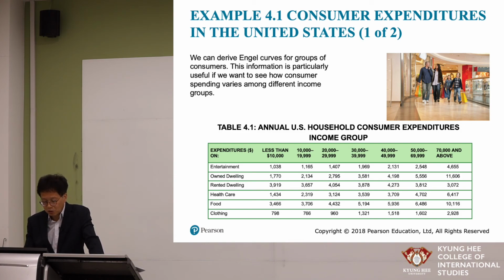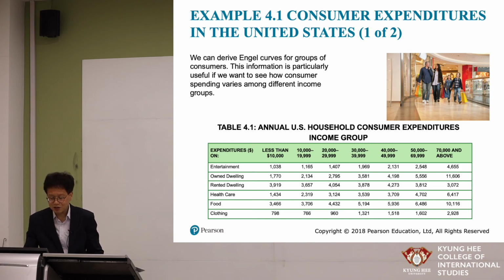How about owned dwelling? As income increases, demand for owned dwelling increases. So purchasing an apartment, for example, increases greatly, also in this range. So it is a positive relationship, and the Engel curve is positive, right?